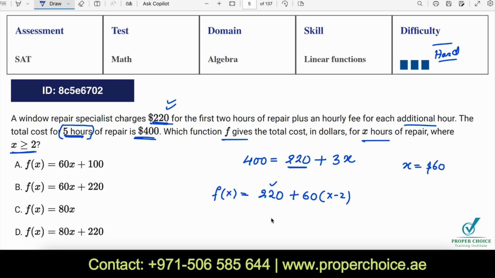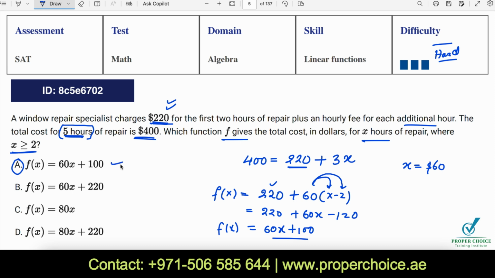If you simplify it further, this is absolutely correct, but the option is not as per what I have written. Then you have to simplify it further by distributing. This becomes 220 plus, distributing that 60 with x, 60x, and 60 multiplied by negative 2 is negative 120. That further gives us f(x) equal to 60x, and 220 minus 120 is 100. So that is the equation I should use for the given information: 60x plus 100. That makes sense with option A.